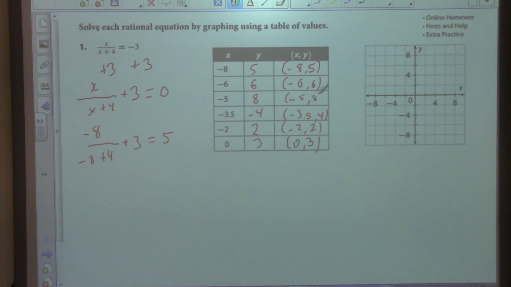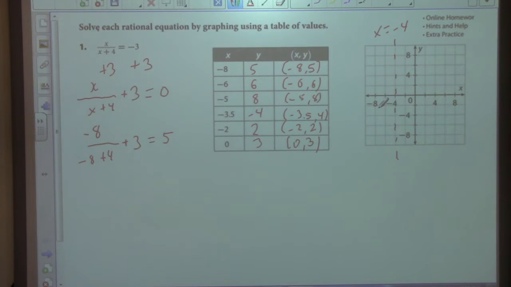So we have here all the points, and what is going to be our excluded value from this equation here? -4. And what do we call this thing at x equals -4? What is the name for that? We call this a what? Excluded value. Excluded value. We call it a vertical asymptote.